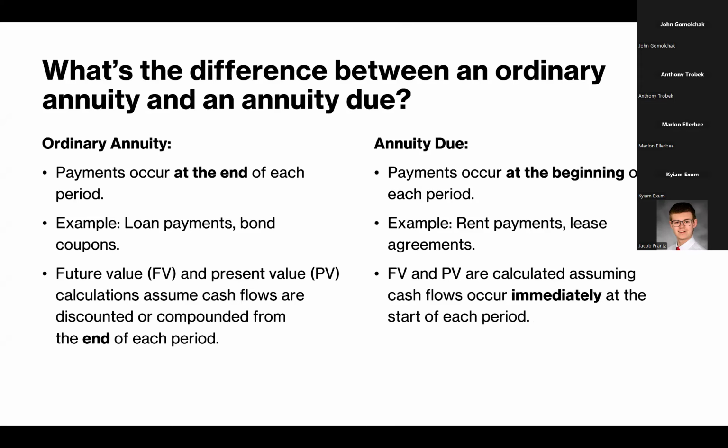The next question was, what's the difference between an ordinary annuity and an annuity due? An ordinary annuity is when payments occur at the end of each period. An example would be a loan payment or a bond coupon. Future value and present value calculations assume cash flows are discounted or compounded from the end of each period. And an annuity due is when payments occur at the beginning of each period, like a rent payment or a lease agreement. Future value and present value are calculated assuming cash flows occur immediately at the start of each period.